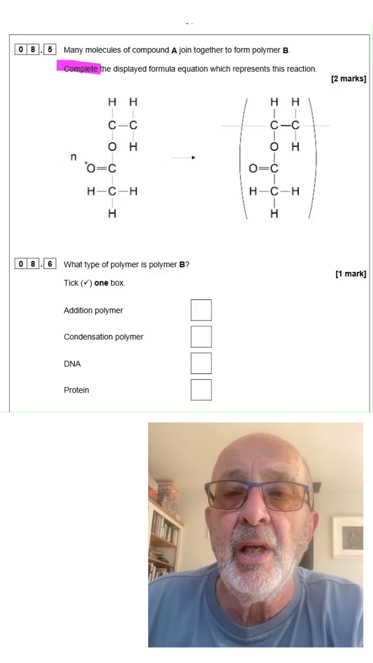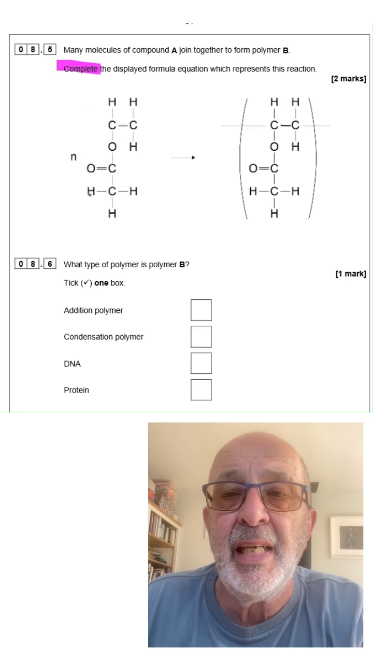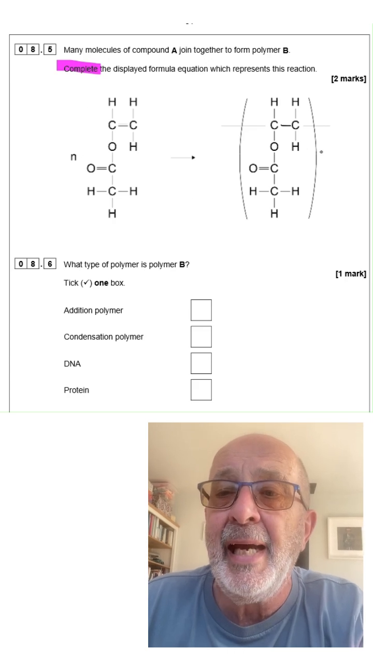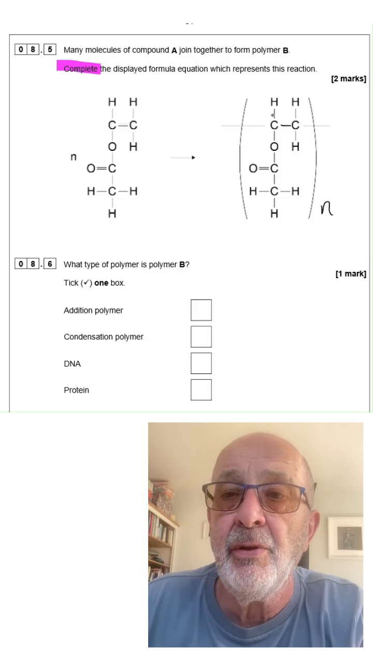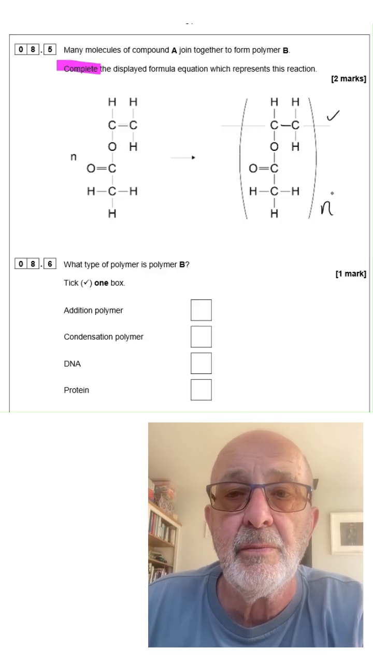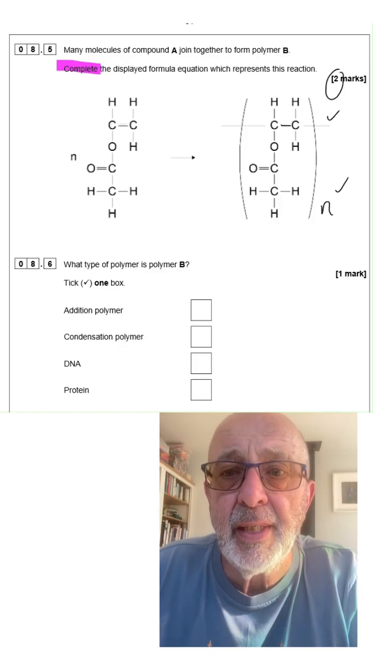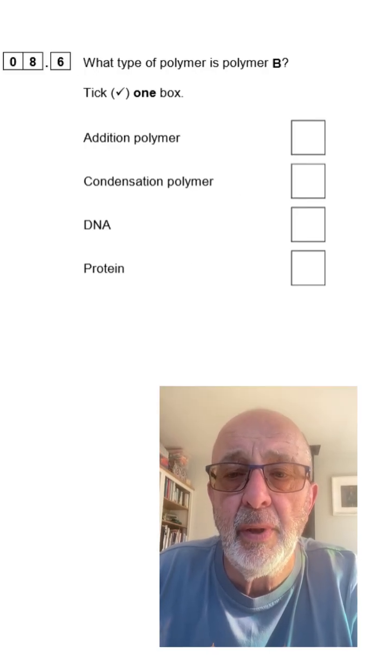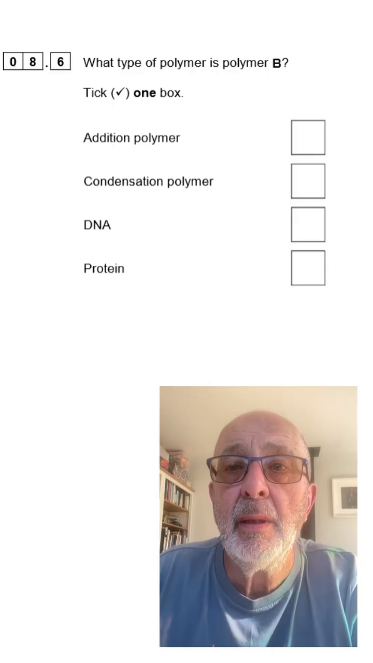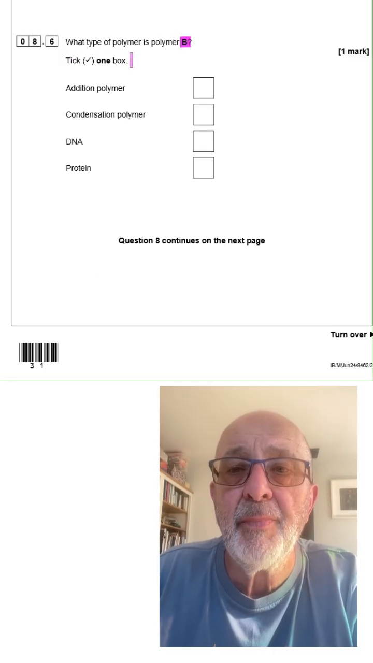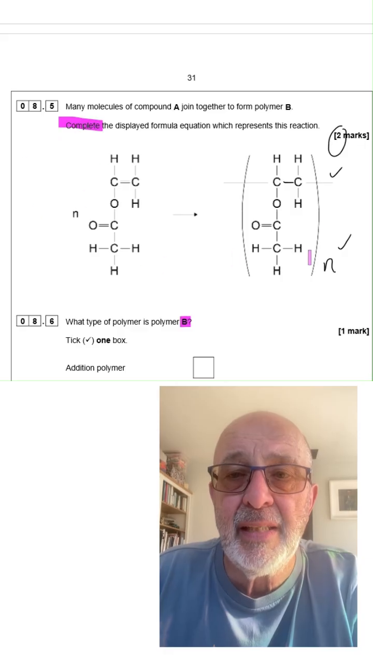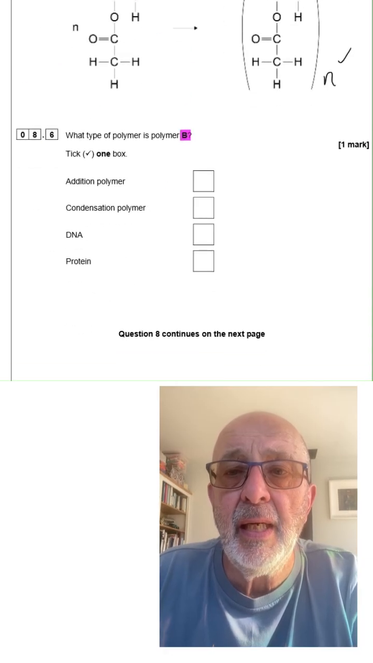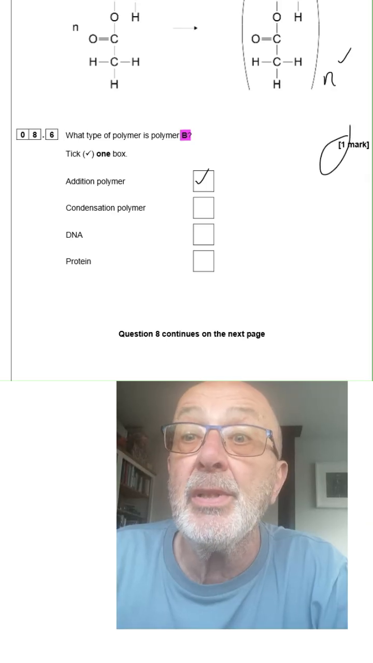This N means a large number of monomers, 10,000 plus. So that N goes on the right hand side of the bracket there to say there's 10,000 of those repeating units. 2 marks. 8.6. What type of polymer is polymer B? Tick 1 box. Well, if we go back and have a look, what we can see is all these monomers add together. There's the key, it's addition. Addition polymer, 1 mark.